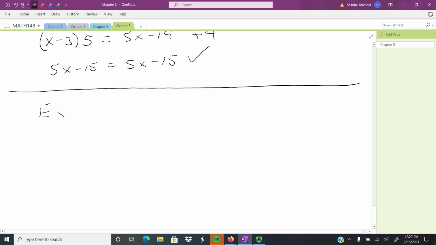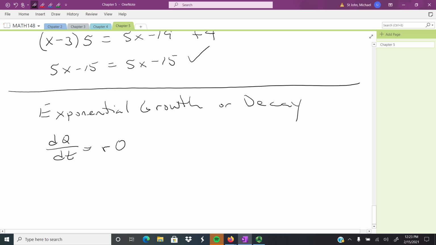So now we talk in terms of exponential growth or decay. The equation is dQ/dt equals r times Q, and Q of 0 equals Q naught. And so then my equation is Q equals Q naught e to the rt.